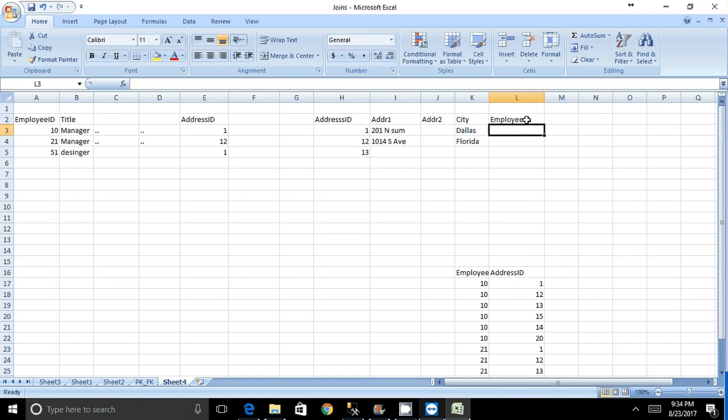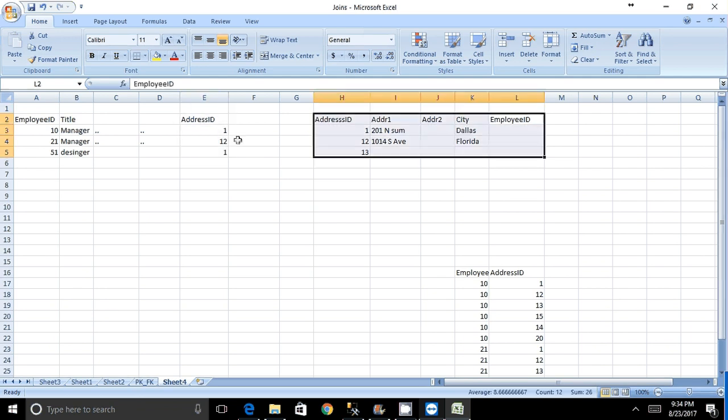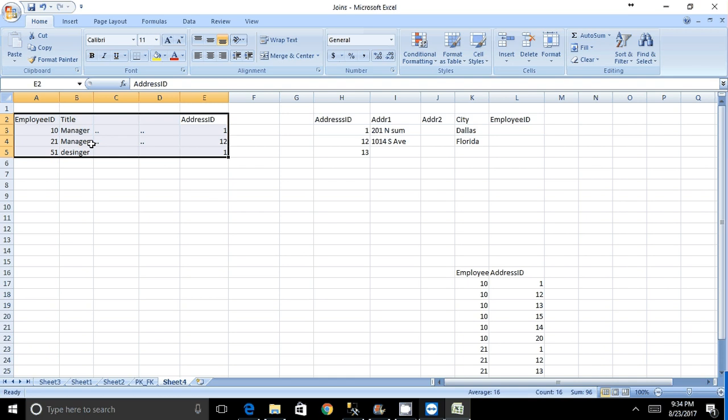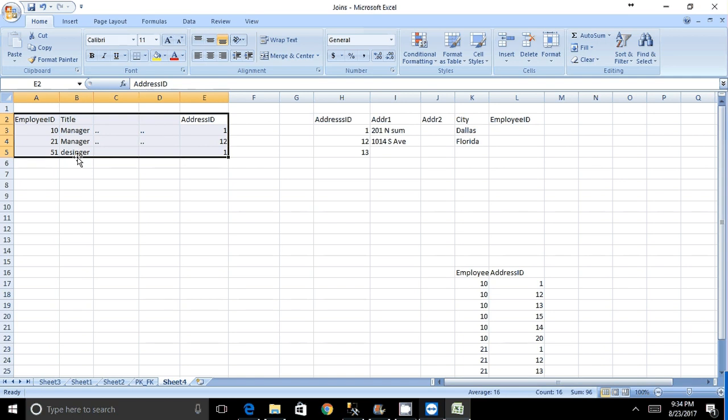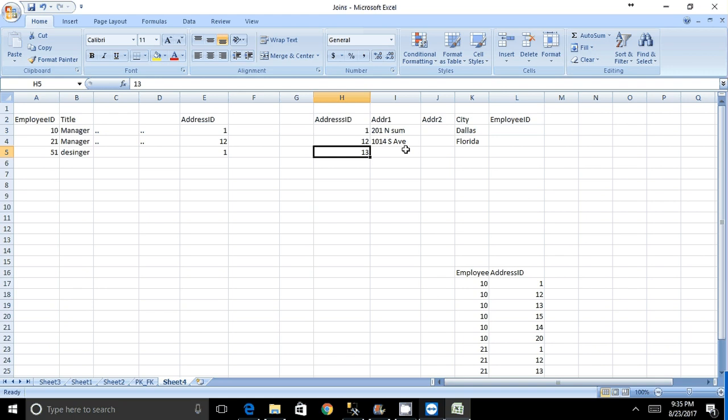Putting the employee ID in here, or putting the address ID in the employee table? You cannot do both. You have to pick one solution. Which one would you pick? Either adding address ID in this table or putting an employee ID in here. So, this one? Why? What if you put the employee ID in here? What's going to make a difference?